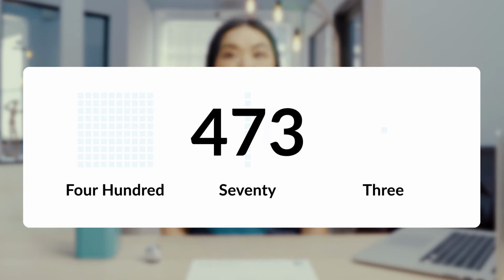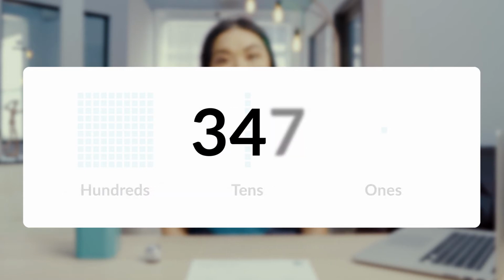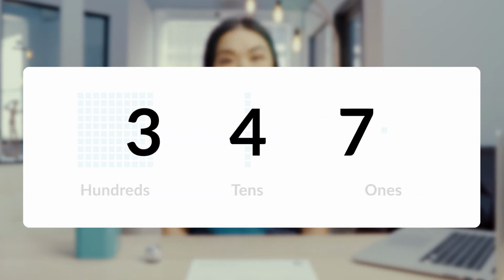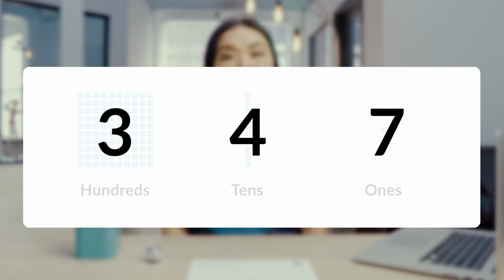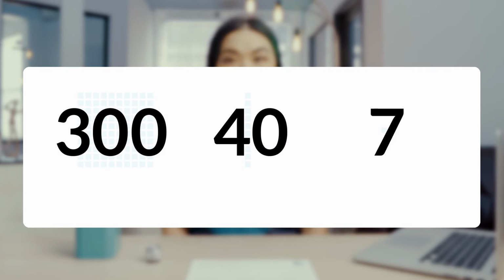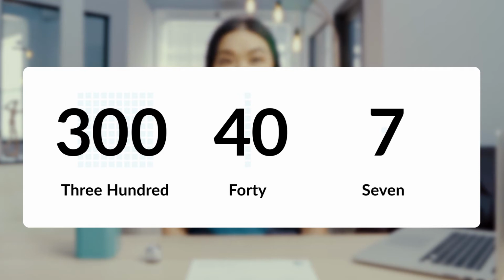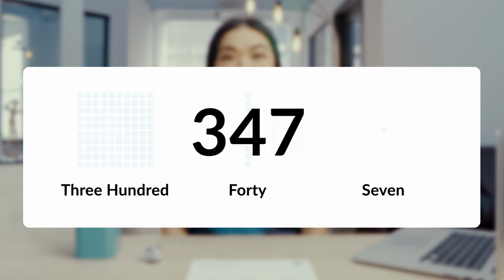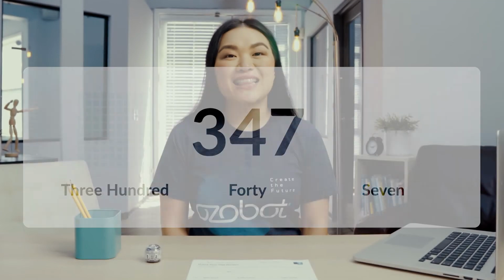Now, if the digits were put in a different order, a new number would be made. Here is 347. Since the digits are in different places, they have new values. The 7 is 7 ones, the 4 is 4 tens, and the 3 is 3 hundreds. The 3 is 300, the 4 is 40, and the 7 is 7. These digits together make the number 347. You will use place value to make different 3-digit numbers. Let's get started.